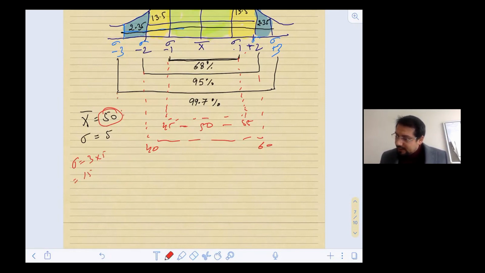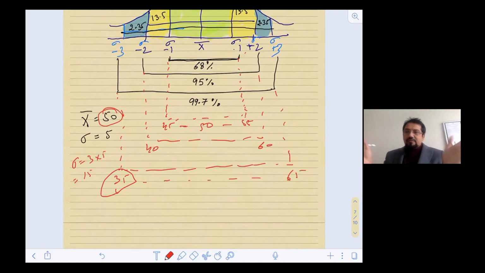So the area is going to be how much? Actually 50 minus 15 is 35, and 50 plus 15 is how much? I think 65. So the area is between 35 and 65.